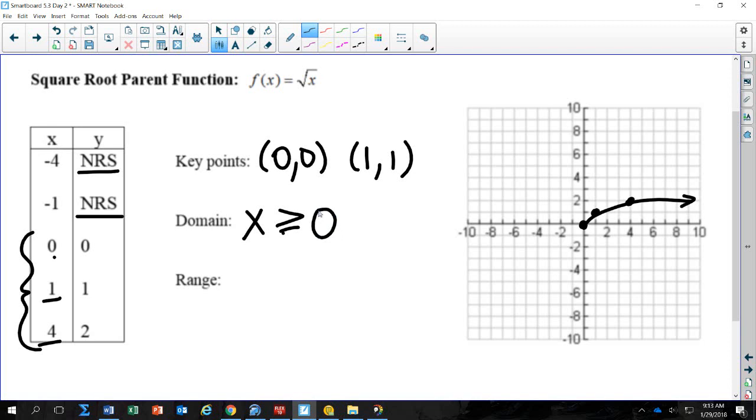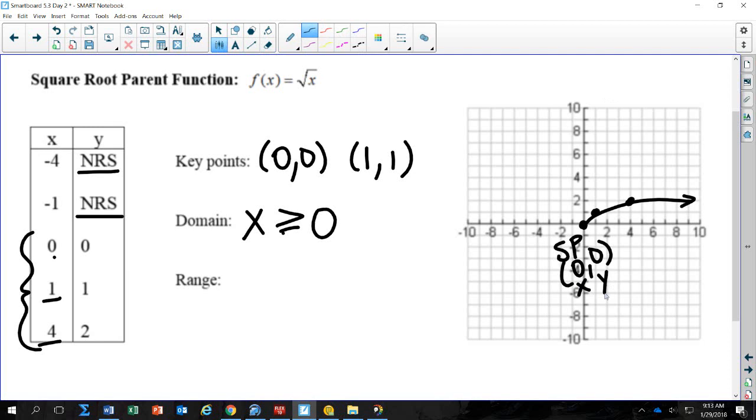Also, you can see from my graph that my starting point is at (0, 0). Everyone see how my starting point is (0, 0)? So the lowest x value I'm going to use, this is x comma y, my smallest x value is going to be 0. Okay, and then it's just going to increase from there.